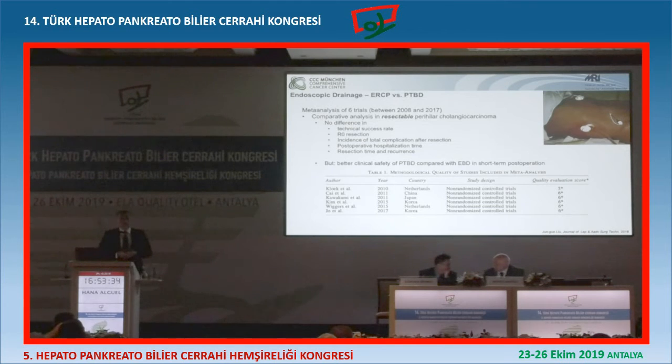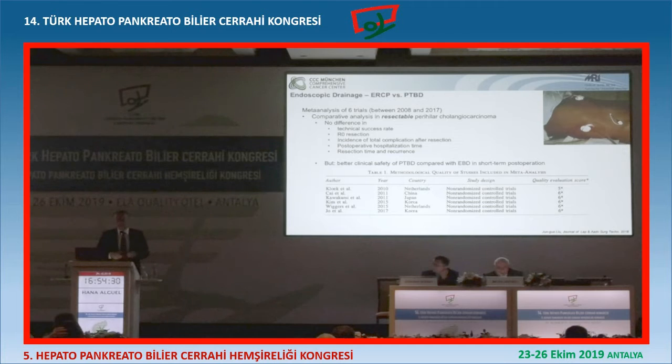Now, the other option that a gastroenterologist has is a PTBD. As I said, we in the gastroenterology department do PTBD or PTCD, and given the fact that there is not really a good meta-analysis on palliative placement of PTCD in patients with perihilar tumors, this is a meta-analysis put together from different studies that were done on resectable perihilar cholangiocarcinoma. This meta-analysis of these different non-randomized controlled trials showed that there is no big difference in technical success rate or R0 resection in these patients with resectable perihilar tumor, and that the incidence of total complication after resection is not different. The postoperative hospitalization time was the same, as well as the resection time and recurrence.